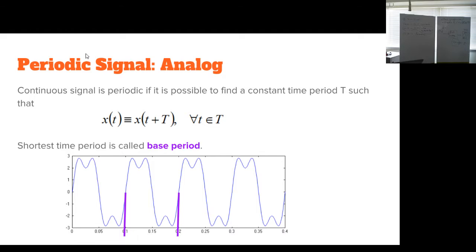So if you can find a constant value such that you get x of t the same as the time shifted x of t always, then you have a periodic signal, and the shortest of those will be called the base period.